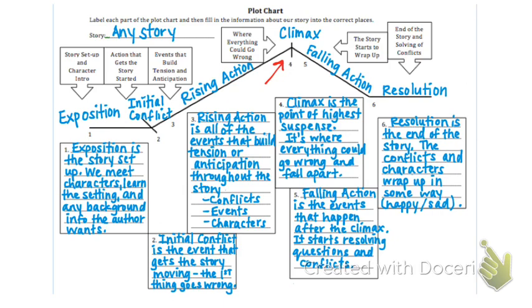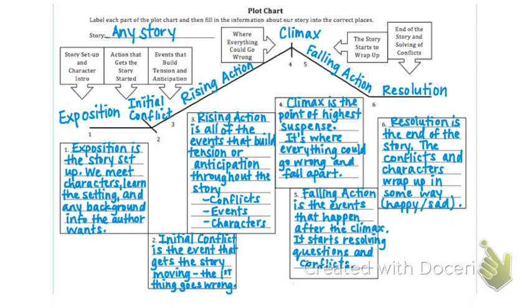So the climax is the point of highest suspense in the story. It's where everything could go really, really wrong or really, really right. In superhero movies, this is going to be like the big battle where they fight the bad guy and they either defeat him or not, right? That's what we're all holding our breath to find out. So this could be a good thing or it could be a really bad thing. We're not sure, maybe sometimes our main character is going to die.